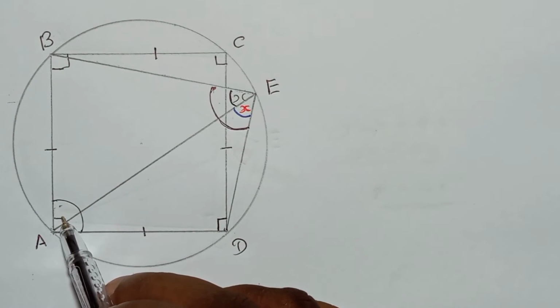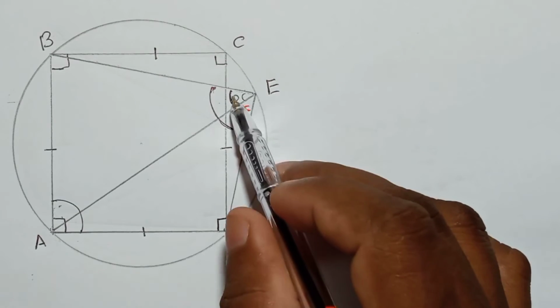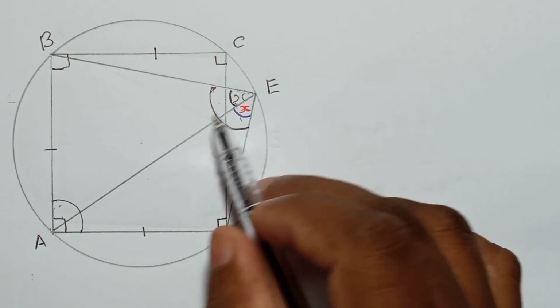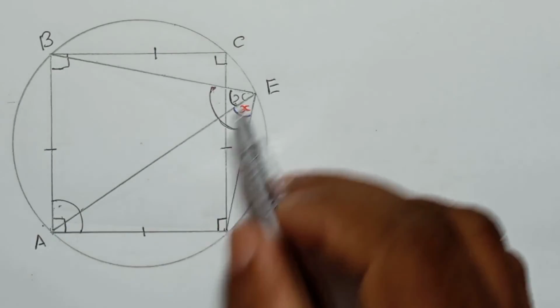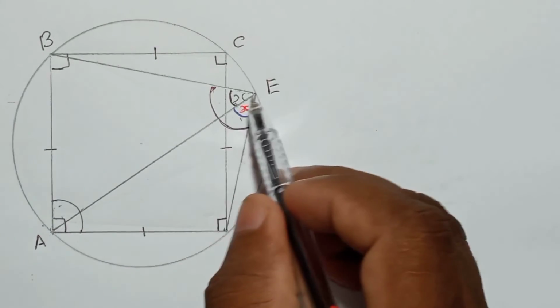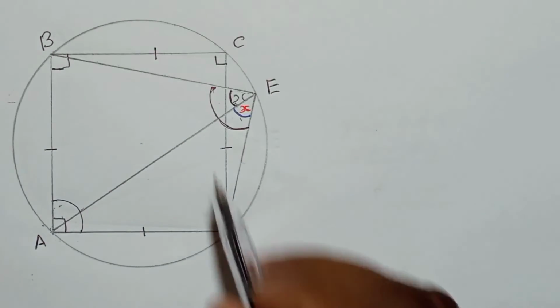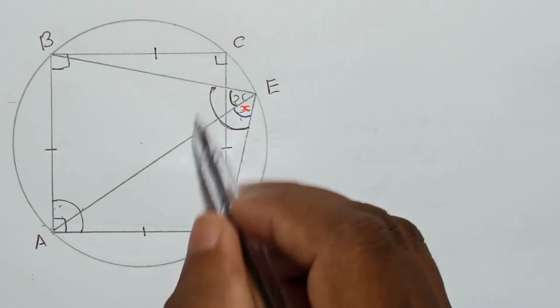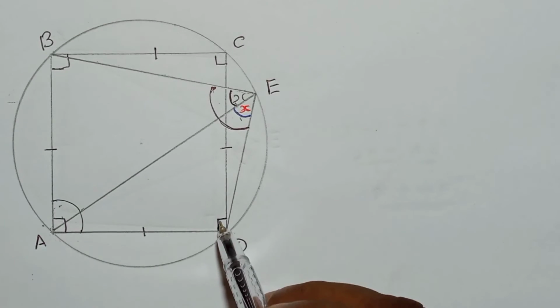But this is 90. This one also must be 90, so that these two add up to 180. That's the thing. This BED angle is 90, right? This should be 90. That's the idea here.